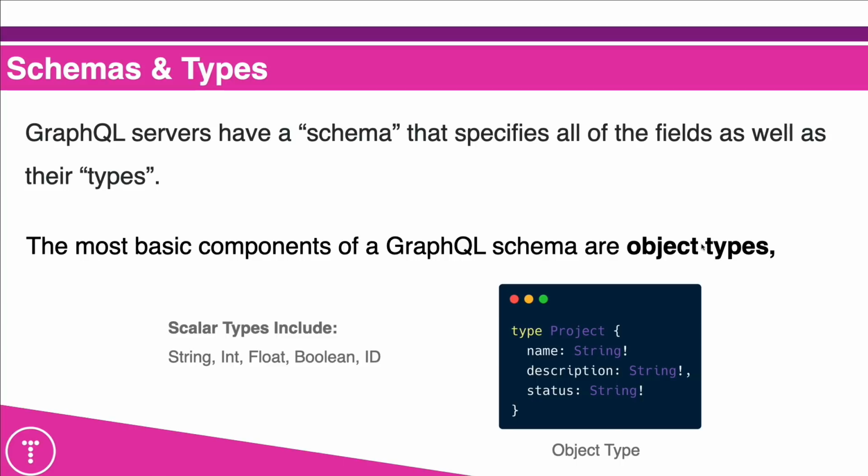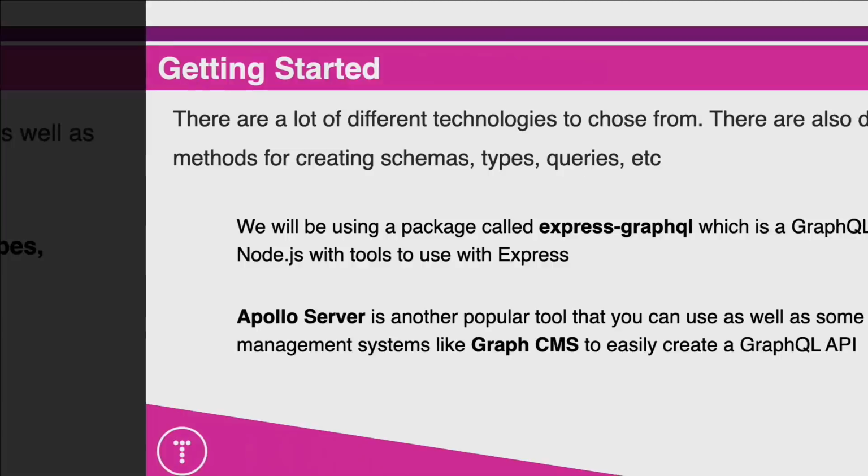So anytime we have a resource such as a project or a client or a blog post, recipe, anything like that, we're going to create an object type. So in our case, we're going to have a project and client object type. And then we also have scalar types such as string, int, float, boolean, and ID, which is a unique identifier. So you can see how that's formatted here. All right, so we'll be getting into that. There's other types we'll be using as well, such as enum and lists. There's a whole bunch of types to get familiar with.